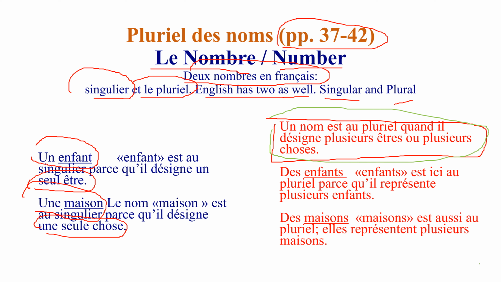Of course, exceptions. Un bal, although it ends in AL, you would think, according to the rules, it should be AUX. But no, it is not. It is the exception to the rule. Un cal, des cals. Here you go. This is a list here.